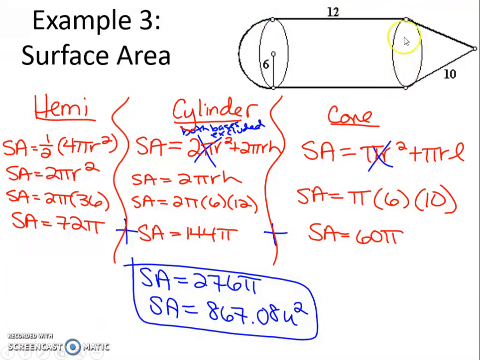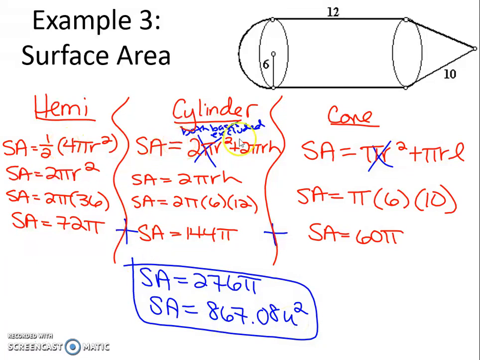And the cone, we don't need this part, right? The circle we don't need. Just need outside. So pi r squared is a circle. X that. Just do pi r l, which is pi. 6 is the radius. 10 is the slant height, which is L. That's 60 pi. So you do 72 plus 144 plus 60, which is 276 pi. And just hit pi once, and you get 867.08 square units. U means unit, okay?